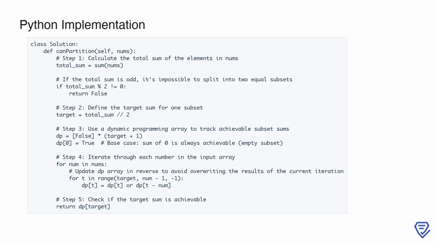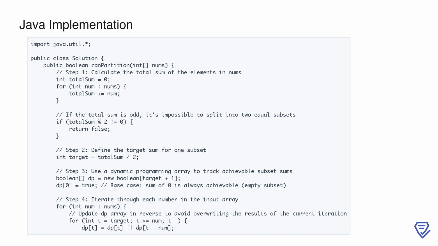This implementation is efficient, with a time complexity of O(n * target) and a space complexity of O(target), where n is the length of nums and target is total_sum/2. By leveraging dynamic programming, the code avoids the exponential complexity of a brute force approach, making it suitable for larger input sizes. Here, we start by importing the necessary utilities and defining our solution class with the method canPartition.